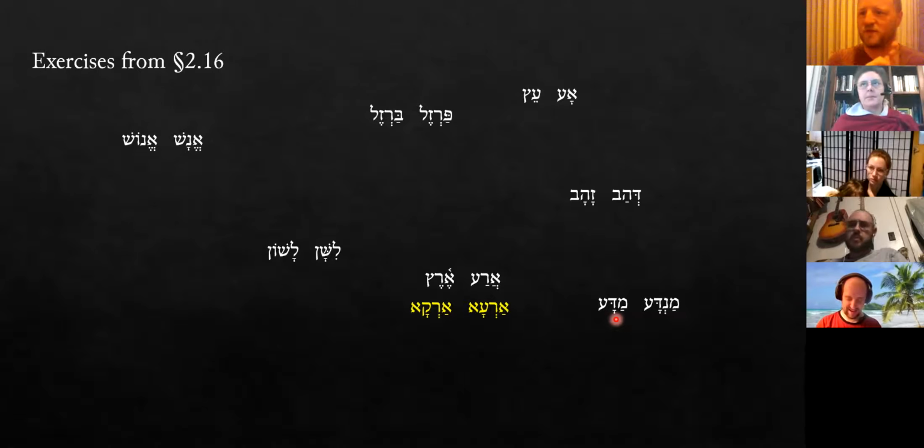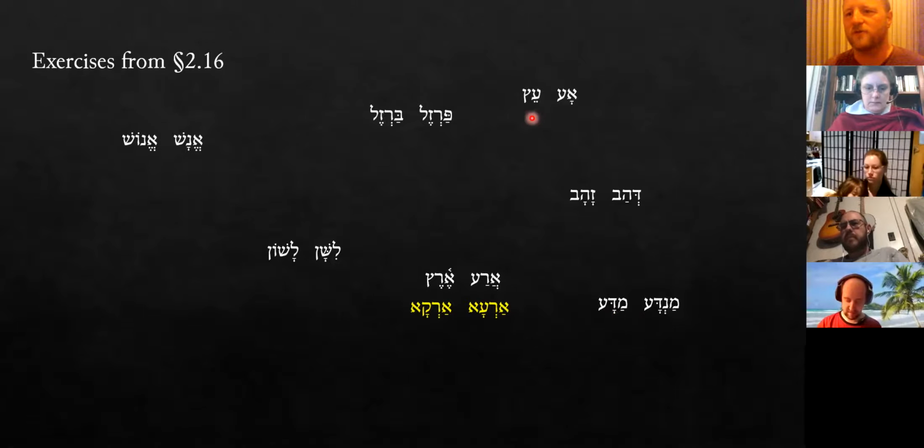The mem prefix is added a lot for places, but there are other reasons why it would be added too. Like food, ochel, you're eating, and ma'achal is something you eat. It's a dish or a food. It's just a mem prefix. It's a way to create nouns from verbal roots.